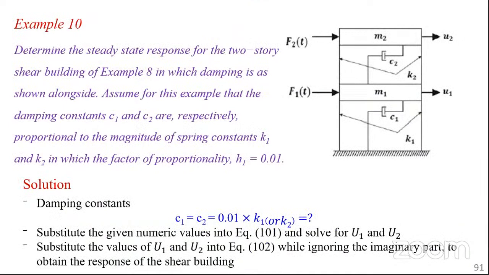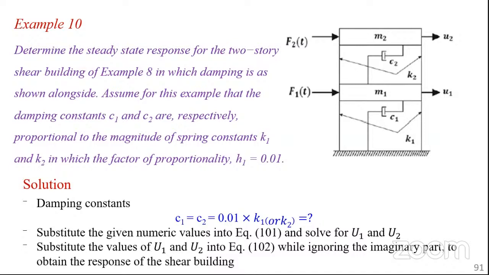Again, just a small example, similar to what we had, but in this case, we have the damping. Because we have so many of these examples, this being example 10, and also many tutorials, it's a practice that you can do. You are given the guide of what to do, and told it's the same building as in example 8, so of course the natural frequencies are the same. Then you assume that in this example, the damping coefficients C1 and C2 are introduced, proportional to the spring constants K1 and K2 with a factor of proportionality H1.